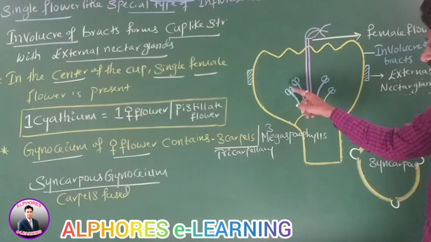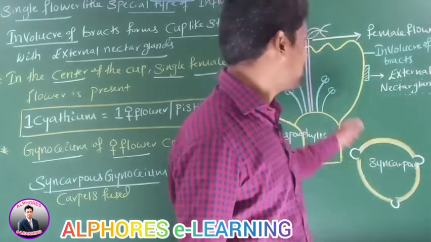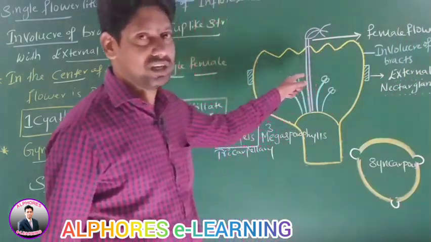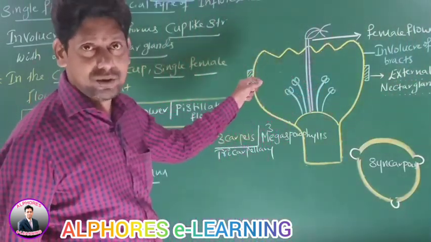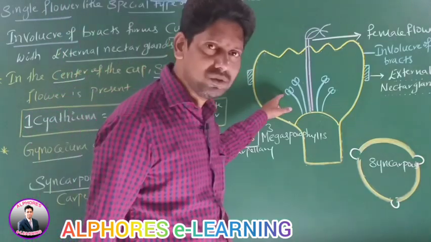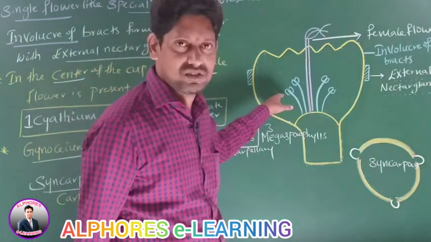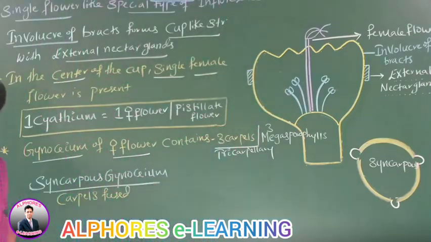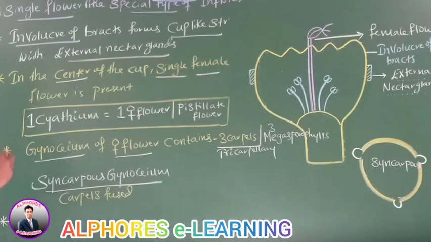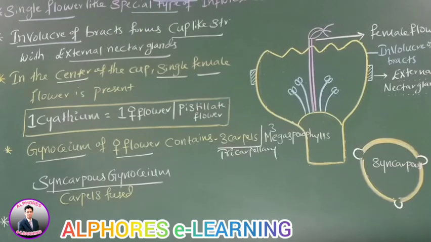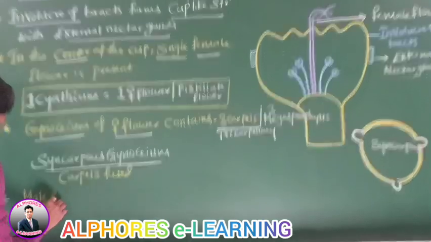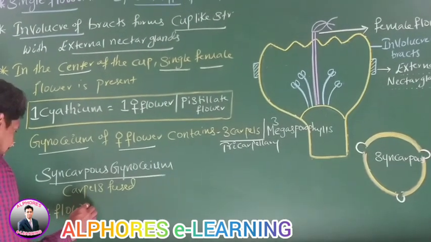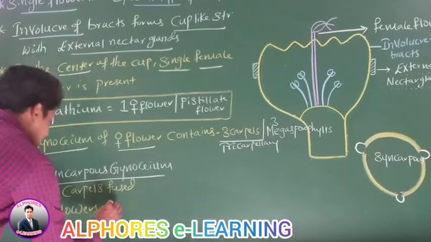Sir, which flowers are these? Male flowers. Male flowers means with androecium or with gynoecium? Androecium. Sir, what is the unit of androecium? Stamens. Yes or no? Right. Therefore, go for which flowers? Male flowers. Right? Male flowers surround.